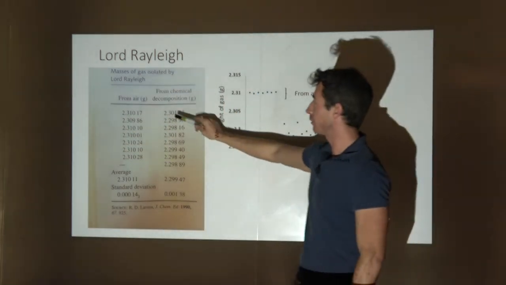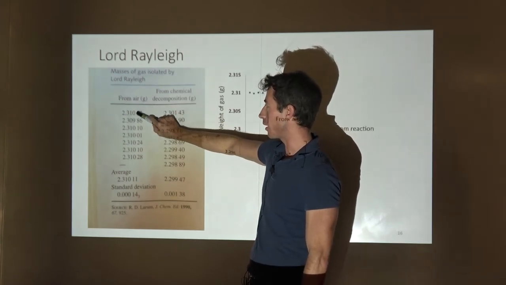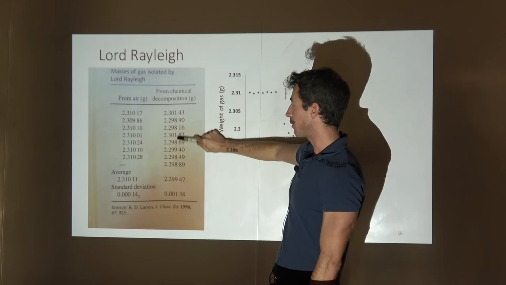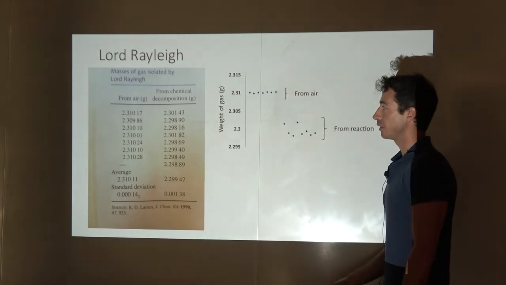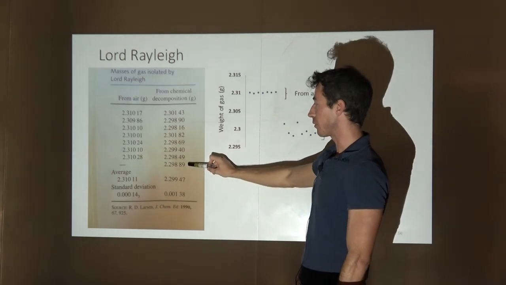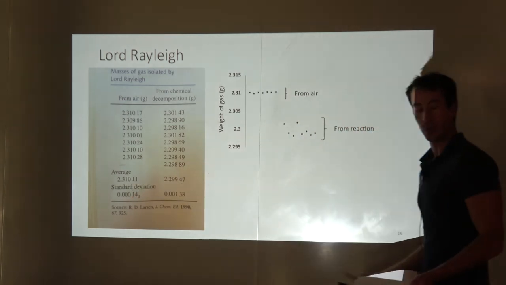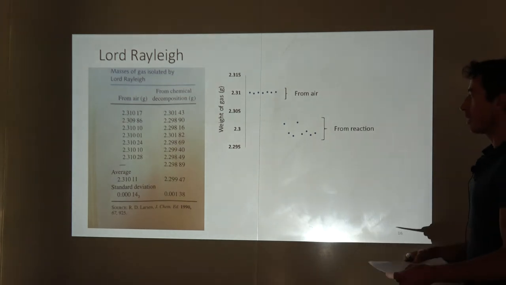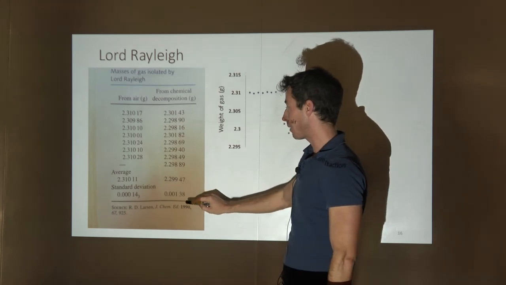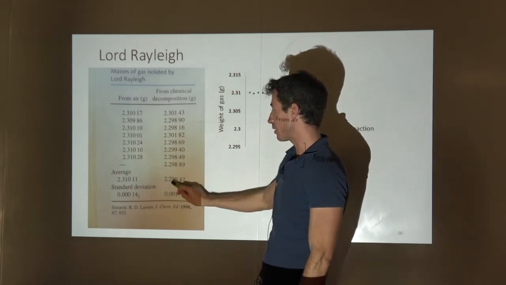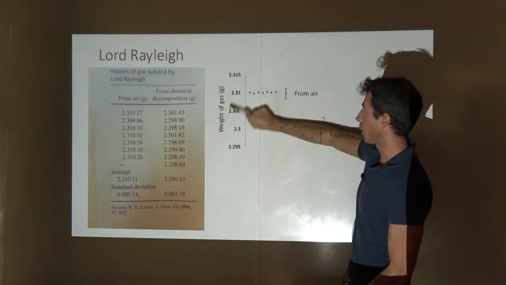So this is his data. The values from air, where he just quenched out the oxygen, and then this is his synthetically pure nitrogen that he synthesized. The weights of these gases, I don't know what the volume was, but they had the same volume, and then he weighed these gases and calculated the average and the standard deviation. So here it is plotted graphically, the weight of this gas.